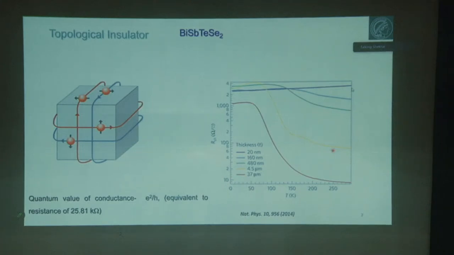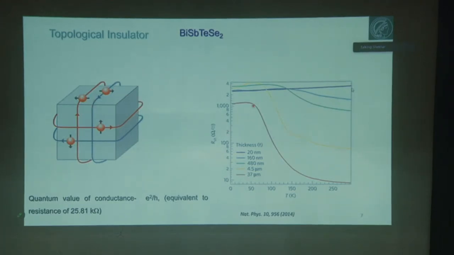So in a topological insulator, how do we recognize this surface transport? One well-known example is bismuth selenium telluride, a well-known topological insulator, where we measure transport. Suppose we are measuring resistance in a thin film of 20 nanometers. The blue curve always gives a quantized value, e squared by h, which in terms of resistance is 25 kilo ohm. That means our transport is going through the surface, not through the bulk.